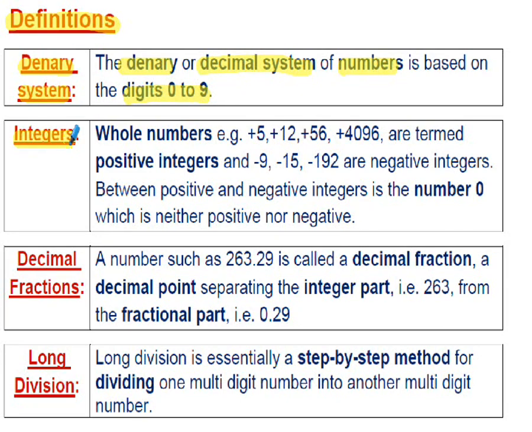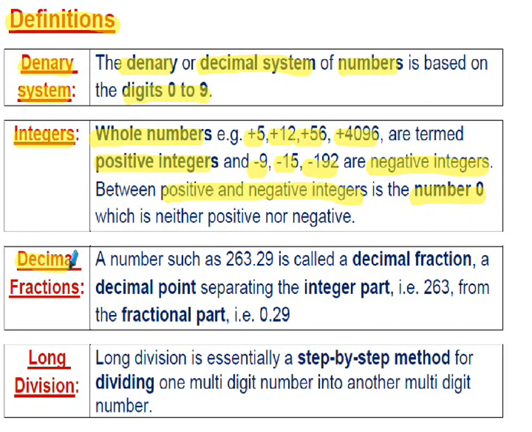We refer to integers. Integers are whole numbers such as positive 5, positive 12, positive 56, positive 4096. They're all termed positive integers. Negative 9, negative 15, negative 192 are termed negative integers. Between the positive and negative integers, we have the number 0, which is neither positive nor negative.